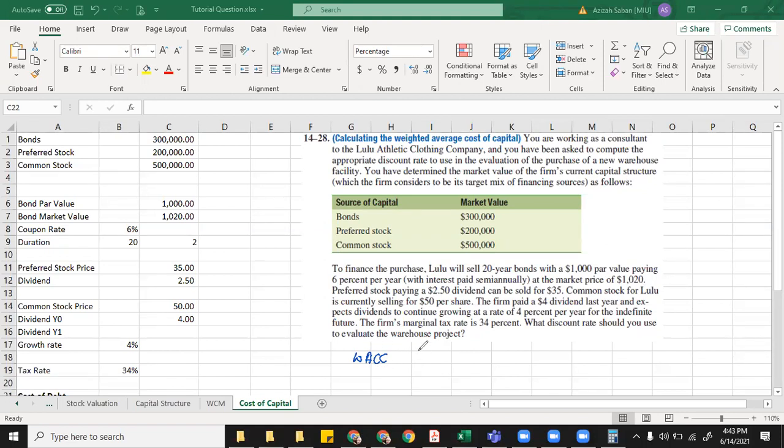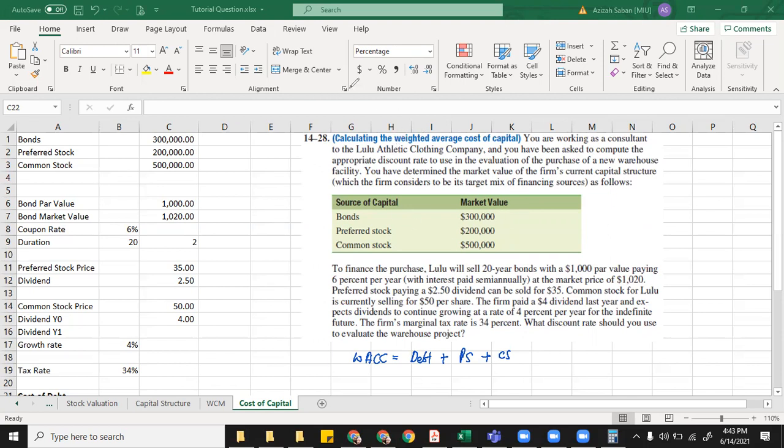So this formula will have three portions. One is the weighted average cost of capital for debt, plus the weighted average cost of capital for preferred shares, plus the weighted average cost of capital for common shares. So we can add these three up, and we will get the weighted average cost of the whole capital. Okay, so let's have a look at this question.